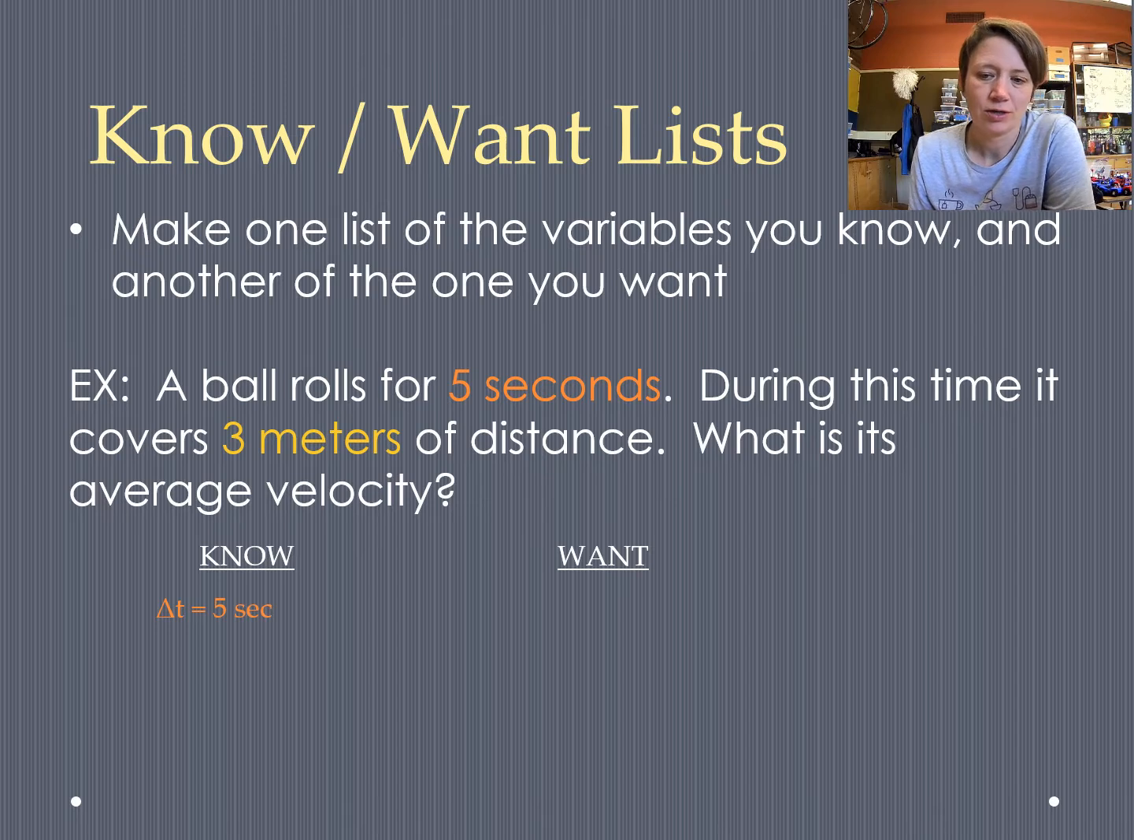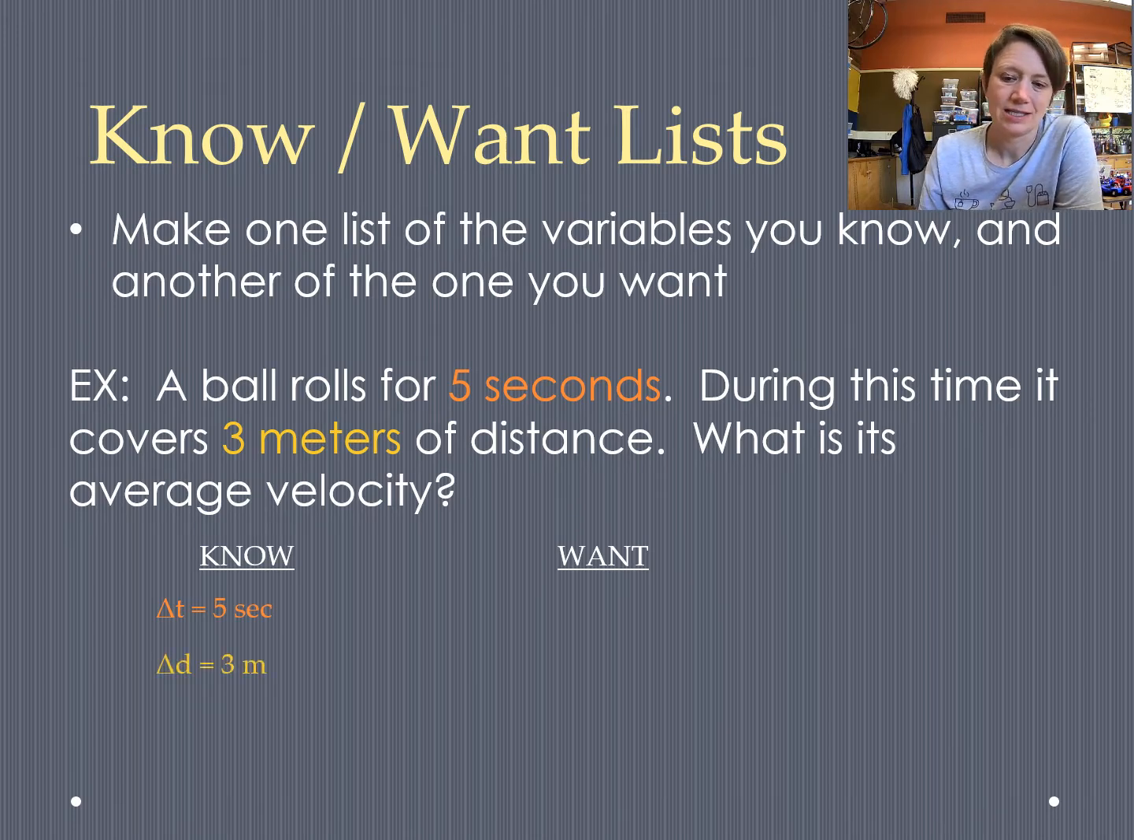Make sure you put units in your no list as well, otherwise you're going to have a hard time later on. The number in yellow, 3 meters, is the delta d, or the distance that it is covering as it's rolling. So I would write down delta d equals 3 meters. And then in the want list, we're writing the name of the variable we want to find. It says what is its average velocity, so obviously the wanted variable will be v average.